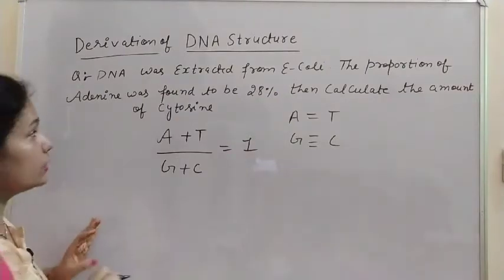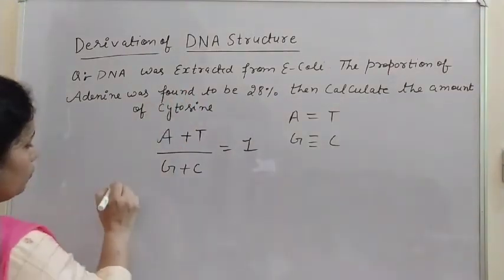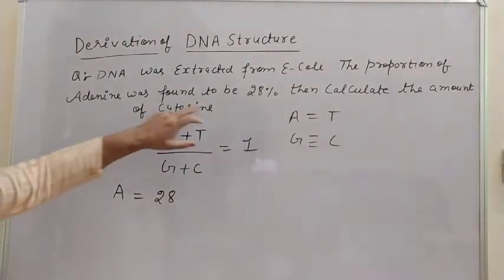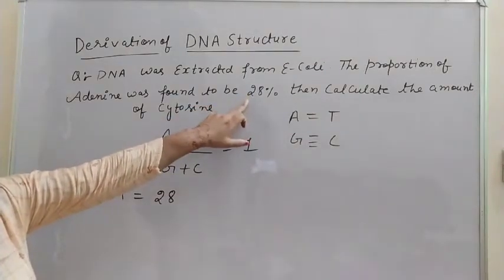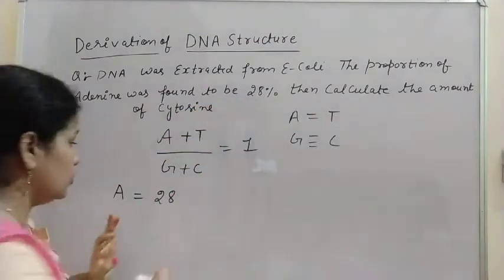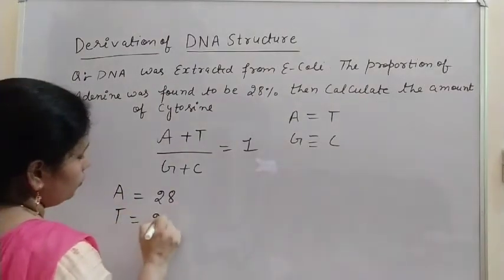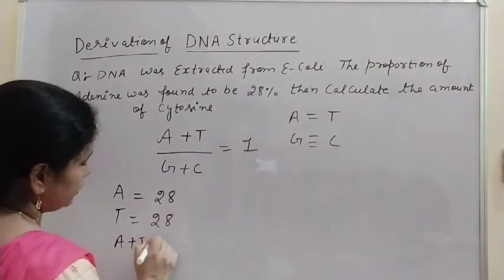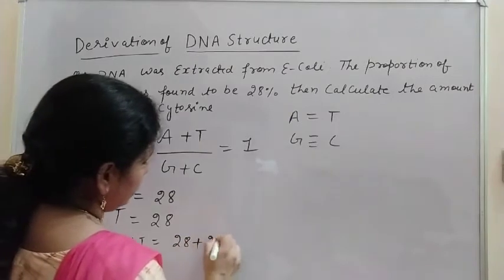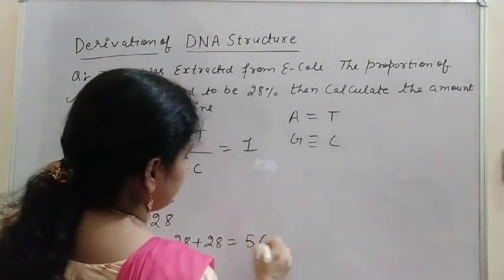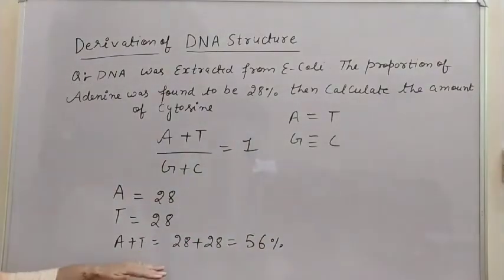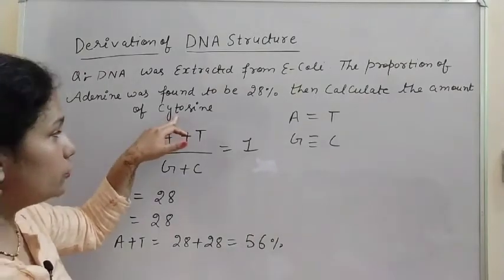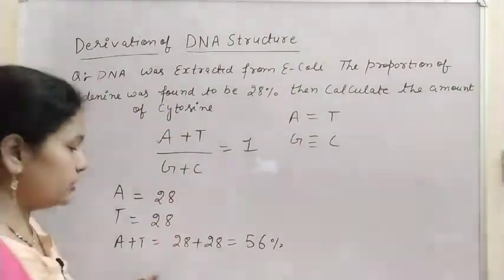We are aware about this thing, and the adenine was found to be, so adenine value, that is 28%. अगर एडेनिन की वैल्यू 28% है तो थाइमिन की वैल्यू भी इक्वल होगी. So thymine value, that is also 28%. और A plus T, 28 plus 28, that is equal to 56%. तो 56% जो वैल्यू है वो किसकी आ गई? एडेनिन की और थाइमिन की. We have to find out the value of cytosine. साइटोसिन की निकालनी है आपको.